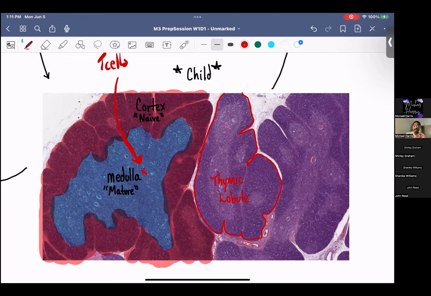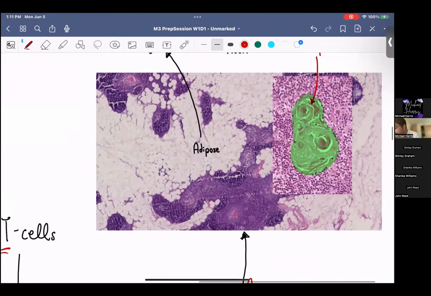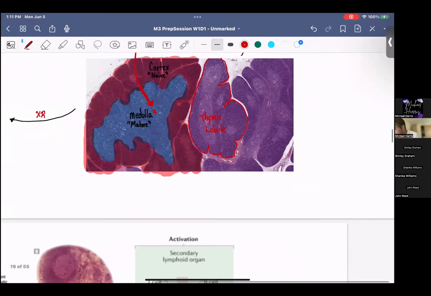There are regions for T cells, and we'll get to that, with lymph nodes and where they're located in the lymph node. Okay? Perfect. Now, as you get older, we talked about this, it becomes adipose tissue. And that's what this looks like here. Okay, just filled up with adipose tissue.